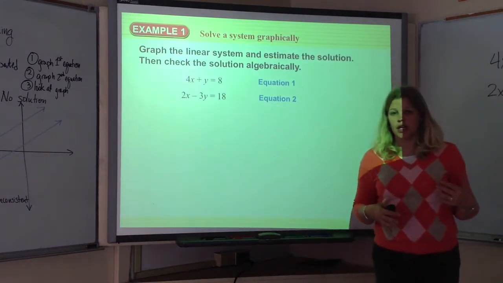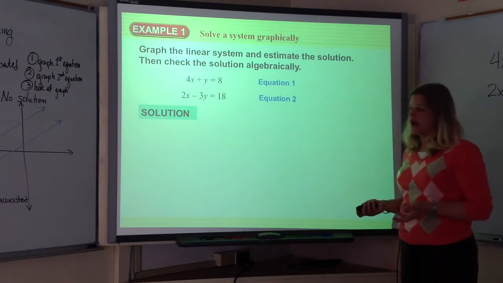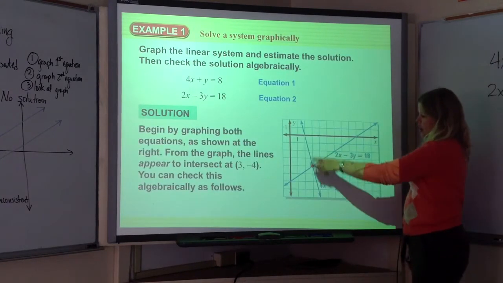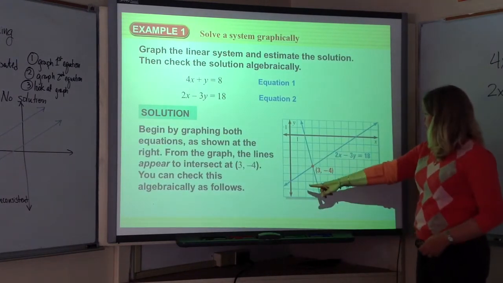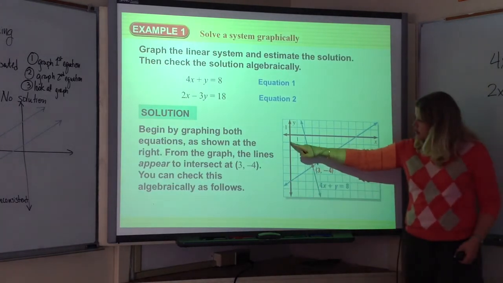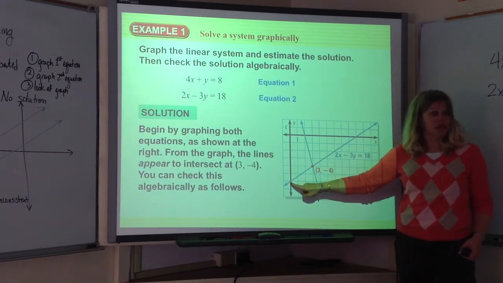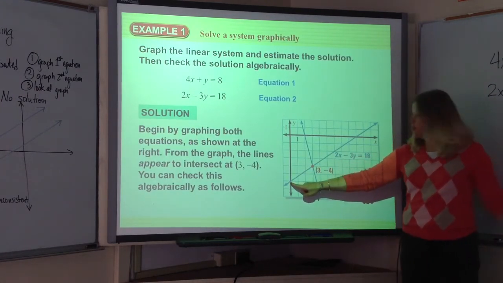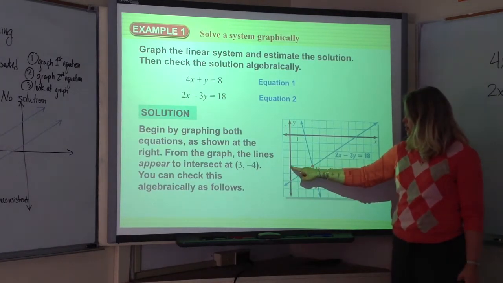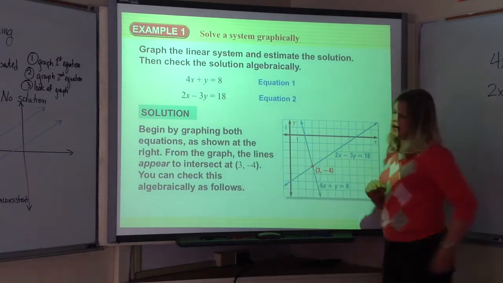Now the textbook doesn't make a big deal about graphing the lines, but I still think we need to review that. So let's look over here. This is the line 2x minus 3y equals 18. Notice 1, 2, 3, 4, 5, 6. It's going through negative 6. The slope is 2/3. So you go up 2 and over 3. And that gives us this line.